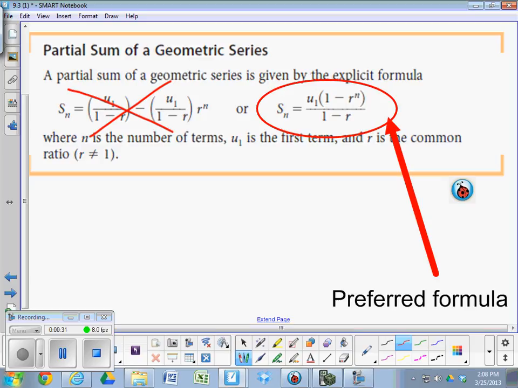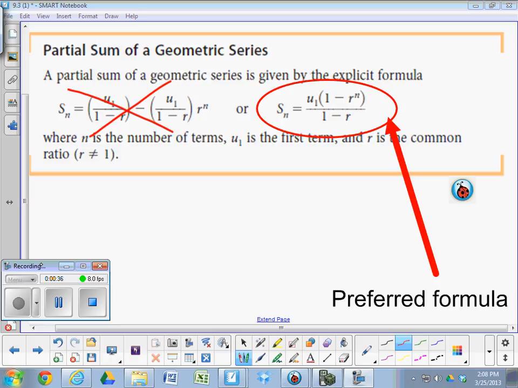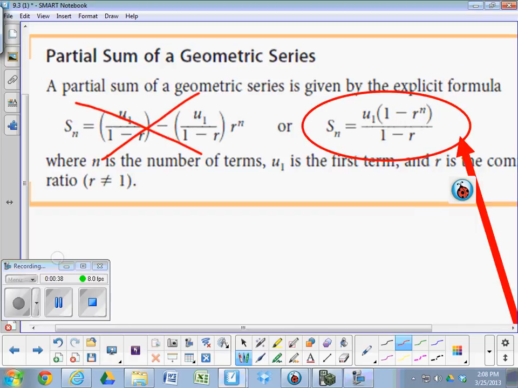Does anybody need me to zoom in a little on that? Sure. No. A little bit better?